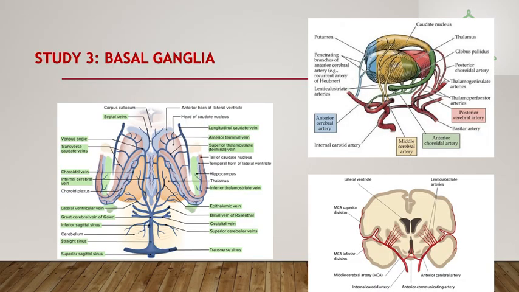So now we're going to talk about the venous drainage. Mostly they drain into the straight sinus, and from the straight sinus they drain into the transverse sinus, and from the transverse sinus they drain into the internal jugular vein, which then drains into the right atrium via the superior vena cava. So next is the arterial supply.